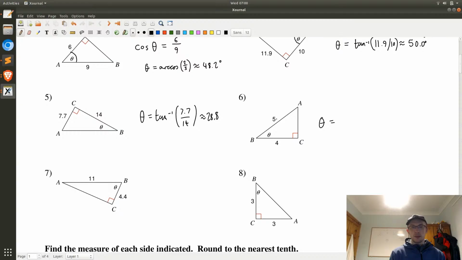Adjacent, hypotenuse, so theta equals arc cosine of 4 over 5, which is 36.9 degrees.